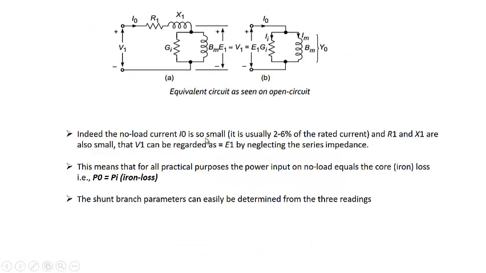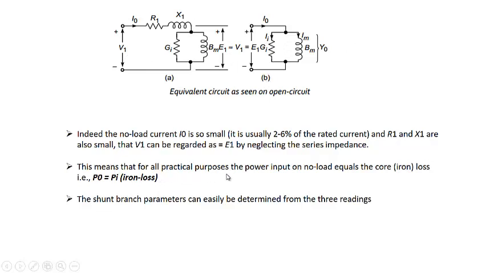Indeed, the no load current I0 is very small, 2 to 6% of the rated current, and R1, X1 are also small. So V1 can be regarded as equal to E1, kept the same. That means we can simply neglect this resistance and inductance; the series impedance can be neglected. We can assume that V1 is applied to this parallel branch, so our equivalent circuit becomes like this.